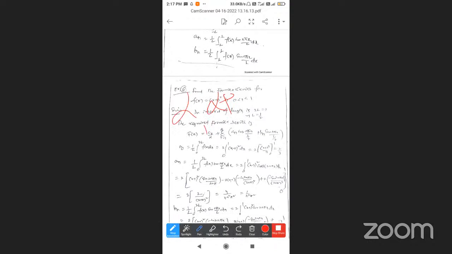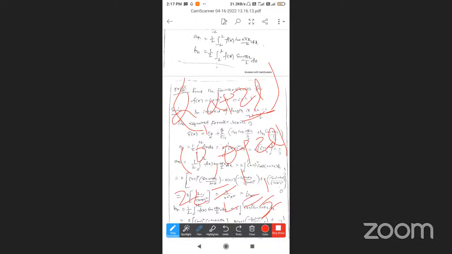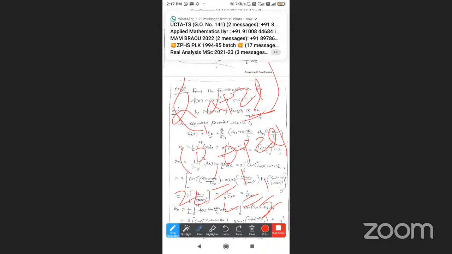The interval is alpha comma alpha plus 2L. This is the interval. Here it is 0 comma 0 plus 2L. What is 2L equal to? 1. What is L equal to? 1 by 2. That is L is equal to 1 by 2. We apply the formula f of x is equal to, in page number 81.